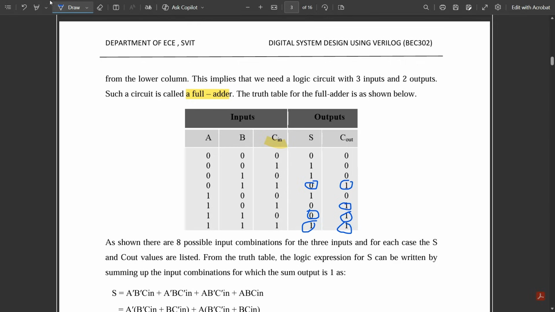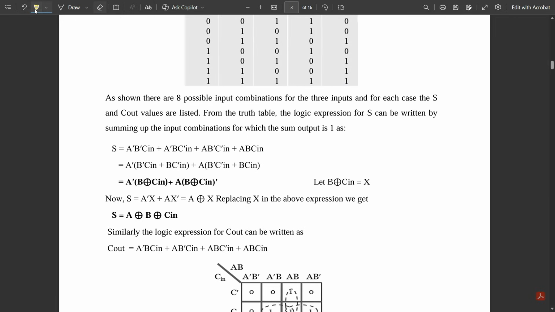So this is the truth table formed here with respect to the full adder. Just note this truth table down. As shown, there are 8 possible input combinations. For these 3 inputs, for each case, the S and C out values are listed.